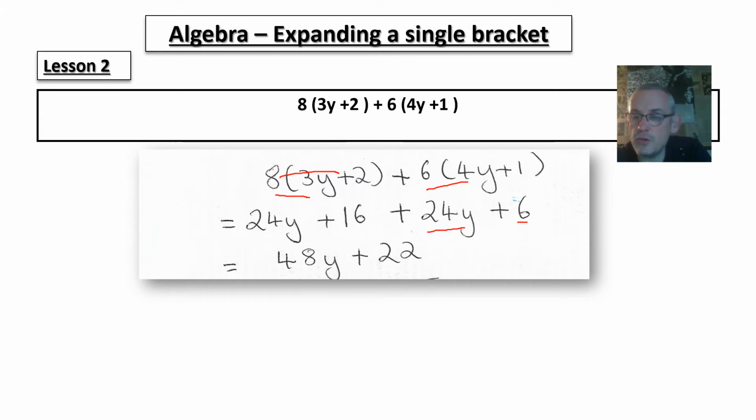Remember, you can't mix terms that have a y in them with terms that have nothing in them. So you can't, apples and oranges, you can't mix them together.